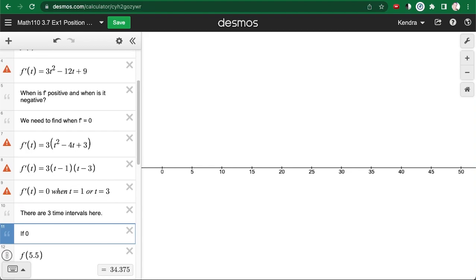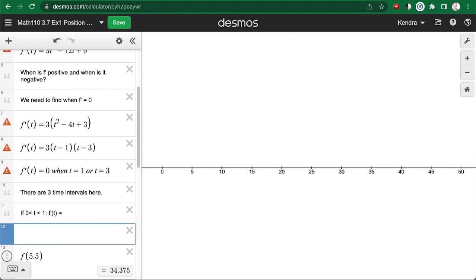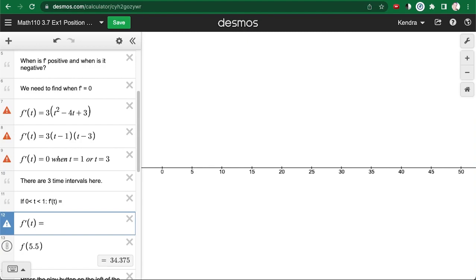So if t is between 0 and 1, then f prime of t is 3 times t minus 1 times t minus 3. If t is less than 1, then t minus 1 is a negative number. And if t is less than 1, then t minus 3 is also a negative number. And 3 is, of course, a positive number. And so a positive number times a negative number times a negative number is a positive number.